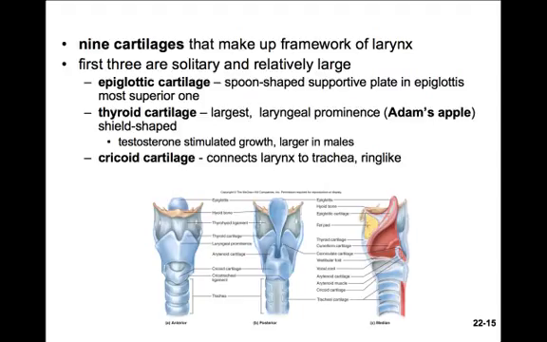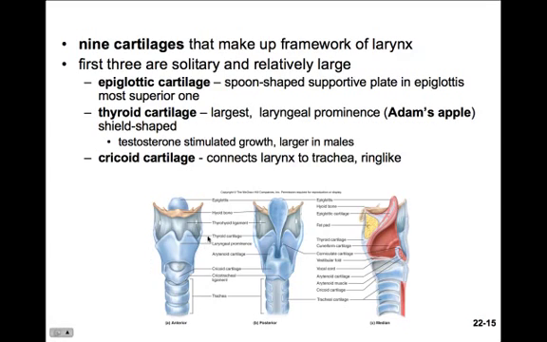We'll see the epiglottic cartilage, which is this flap here that covers the glottis. It's a spoon-shaped supportive plate inside the epiglottis. It's the most superior of all 3 cartilages.